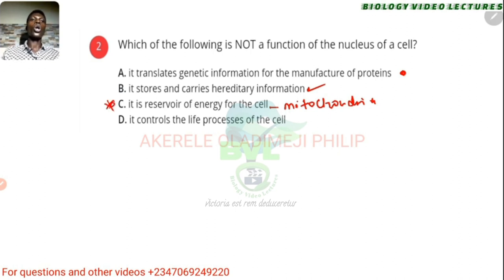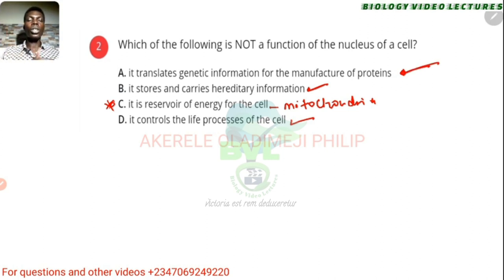It controls the life processes of the cell. The nucleus is regarded as the brain of the cell because it controls every activity within the cell. Now, this is part of the function. This is also part of the function indirectly.